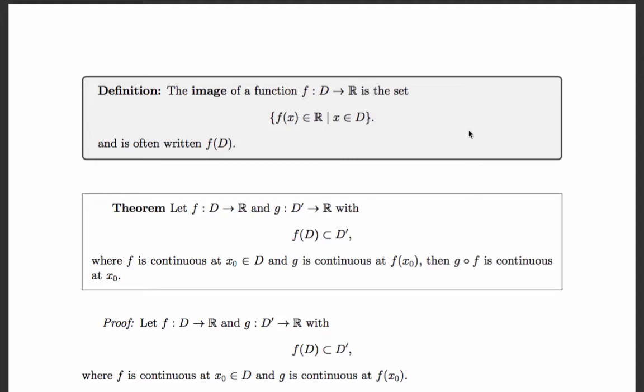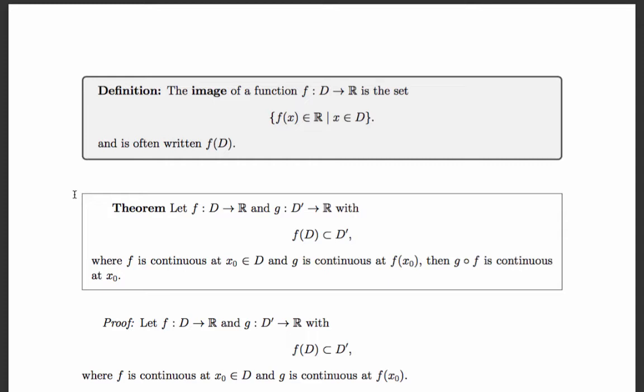Hello everyone, let's analyze. So today we're going to talk about the continuity of composite functions and also uniform continuity. So let's get right into it.